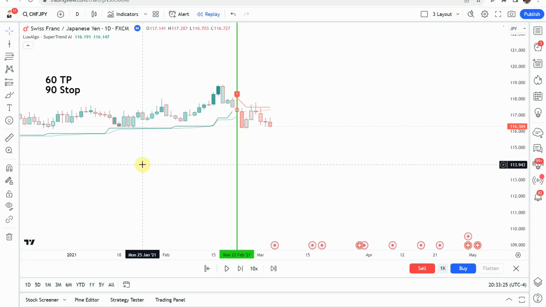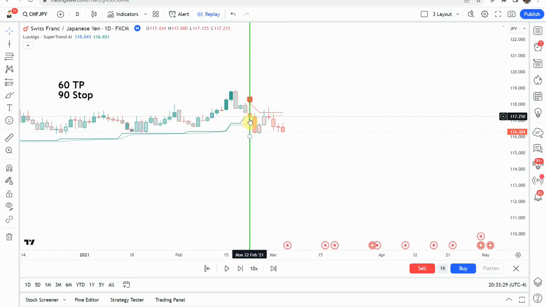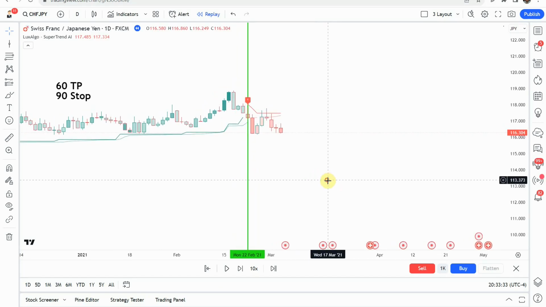Alright, so the first signal that we pick up is a short signal. You can see that we get that red tag right here, and we get a nice push to the downside, which does get us to our take profit. Let's go ahead and continue on.